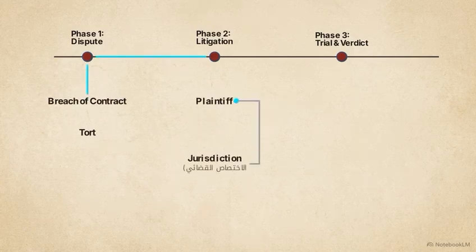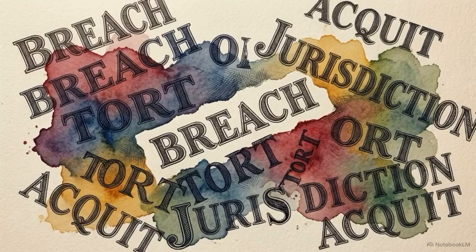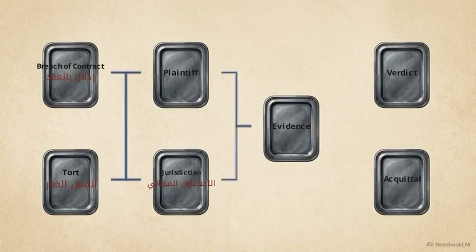A breach of contract creates a plaintiff, who establishes jurisdiction, presents evidence against a defendant, and secures a binding verdict. By understanding these terms within their operational life cycle, legal English ceases to be a disconnected list of difficult vocabulary. It reveals itself as a logical, predictable system.